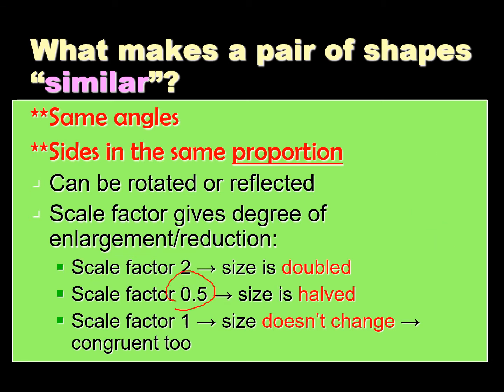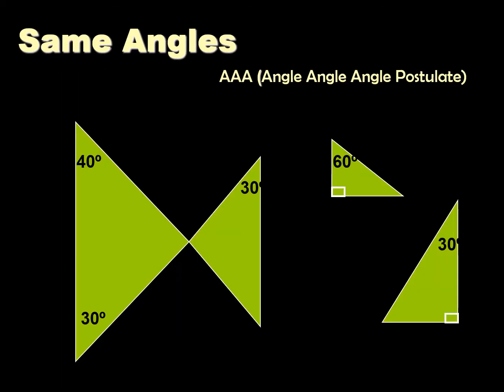Half, all right. So if it's a scale factor of 1, it's not going to change, and that would mean they were also congruent and not just similar. Congruent means they're a perfect twin, but similar means there's a small one and a large one. All right, so we're looking for same angles, and this plays into something we'll look at a little later.